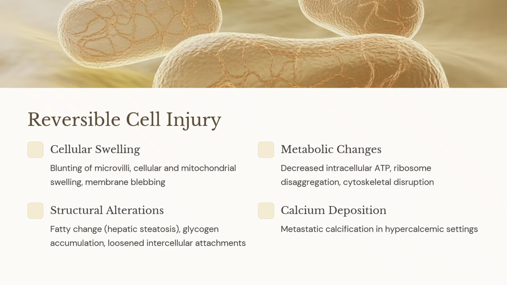Thirdly, we have the changes in the organelles. The organelles will undergo swelling or disaggregation. So mitochondrial swelling will happen and disaggregation of the ribosomes, so protein synthesis is affected, but they are all reversible. In addition to it, disruption of cytoskeletal elements inside the cell can happen. Other changes like metastatic calcification can lead on to hypercalcemia.